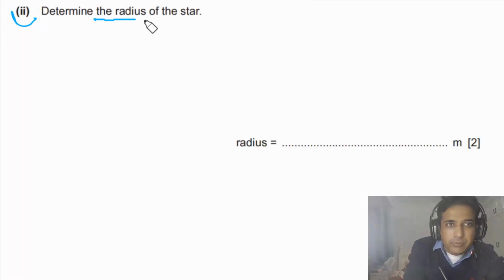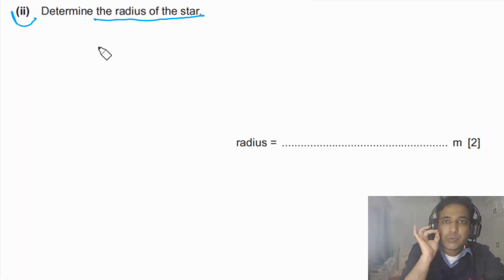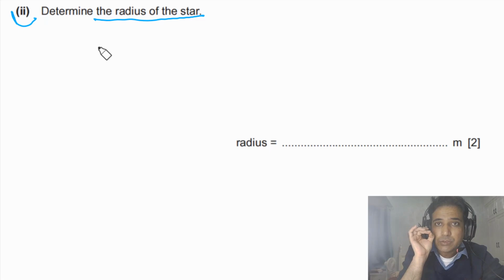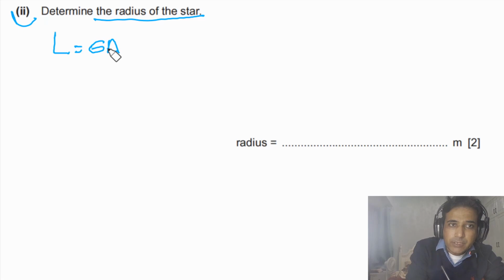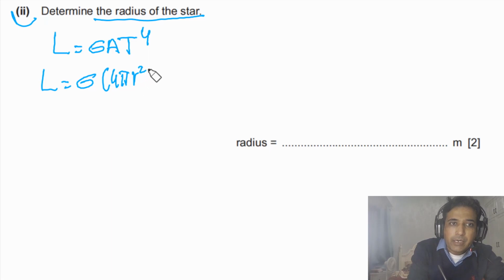Second part says determine the radius of the star. So simply we need to use Stefan-Boltzmann law. And Stefan-Boltzmann law simply tells us that luminosity is equal to Stefan-Boltzmann constant times surface area of the star times T to the power of 4. So we can rewrite this one. Here we have sigma, this is constant, and surface area is 4 pi r square, T to the power of 4. We need to find out value of R.